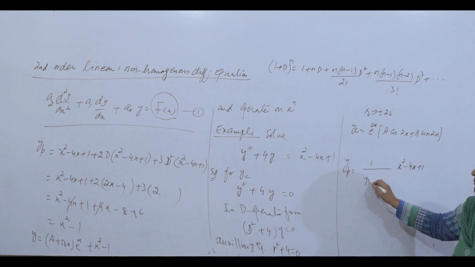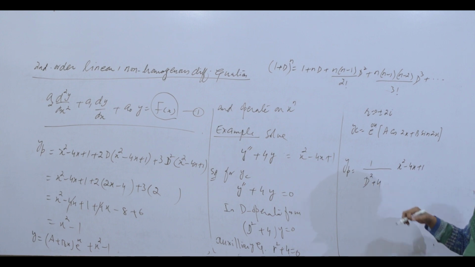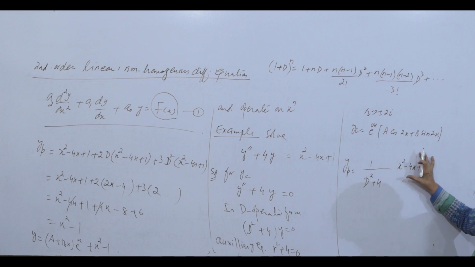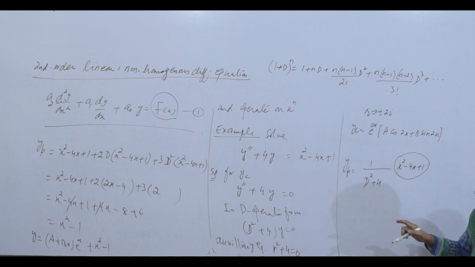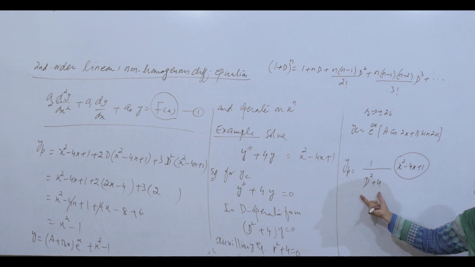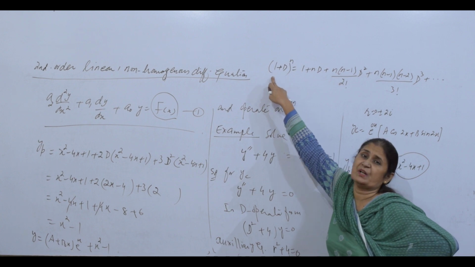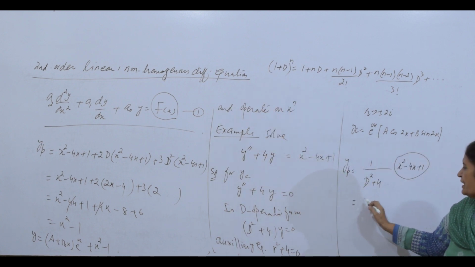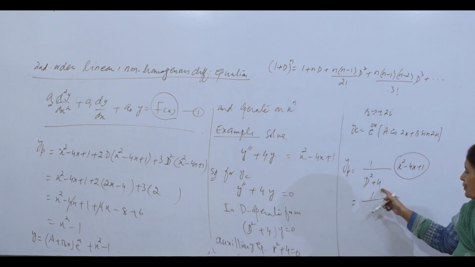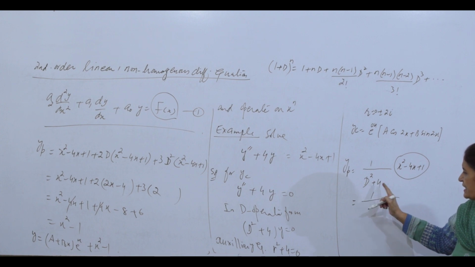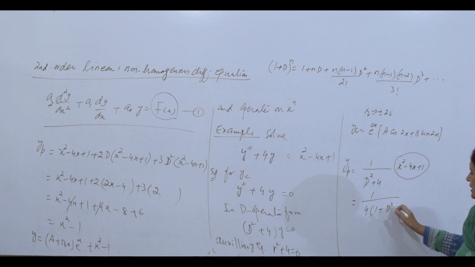Now the polynomial is D square plus 4, and this is a polynomial function. Now you have to expand this using binomial series. But for the binomial, one term must be 1. So how to have 1? What you are going to do is take out the smallest degree. This is second degree, this is smallest. Smallest degree is taken out. This is 1 plus D square by 4.